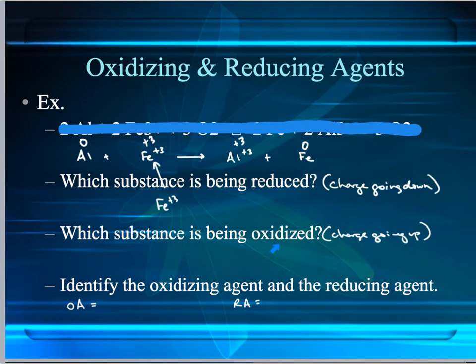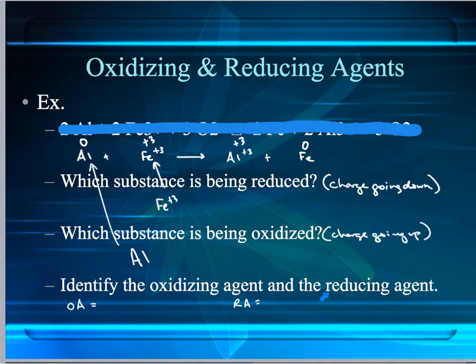Which substance is being oxidized? Well, which one's charge went up? Well, we only have one other option here. Aluminum goes from 0 to +3. Okay, and which one of it is actually being oxidized? Well, the Al is being oxidized. If you wrote Al plus 3 here, you'd be wrong because that's already been oxidized. That has already happened. Okay?